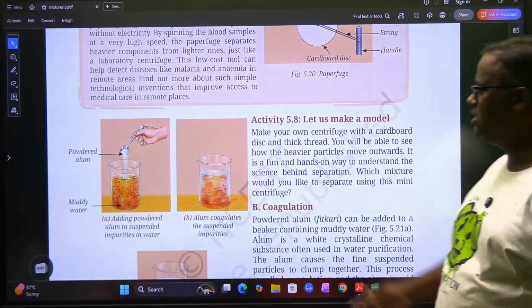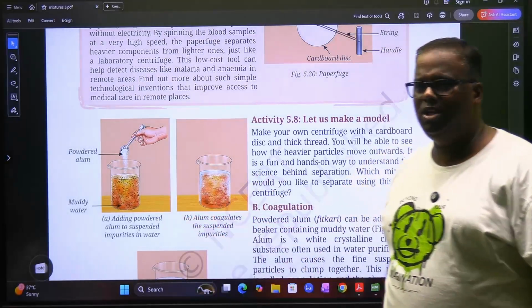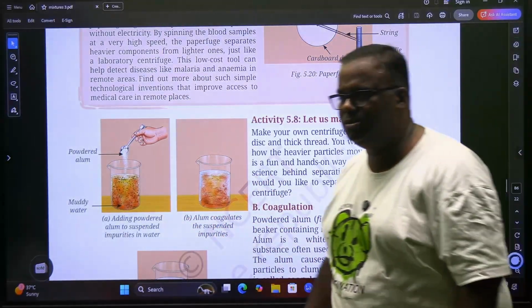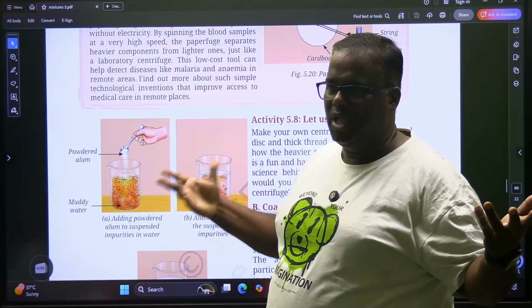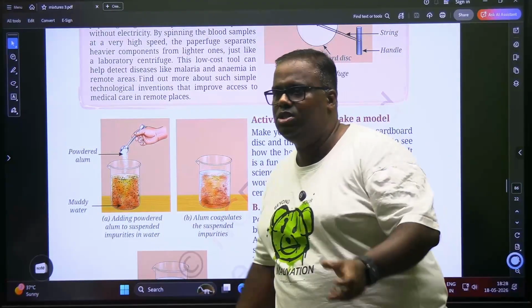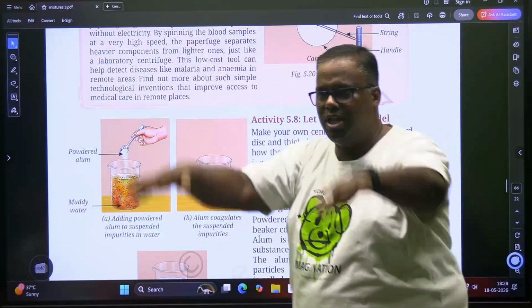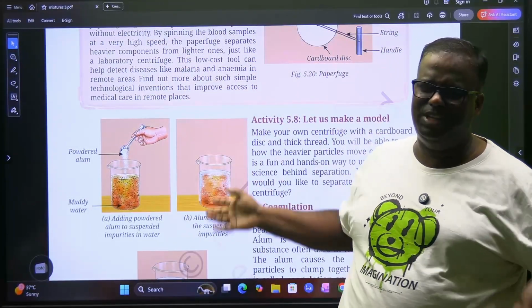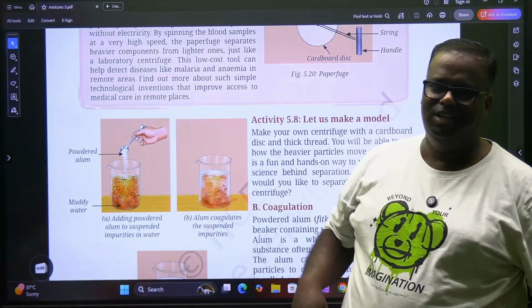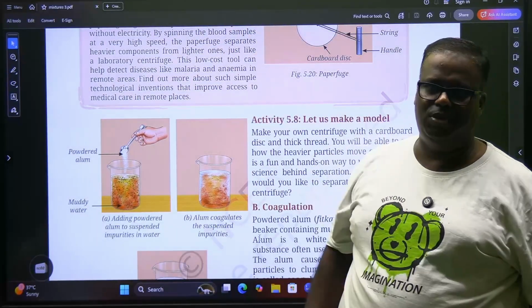Powdered alum. This is called coagulation. A coagulant is something which can go inside and take everybody with it. Alum is a superb compound. Put some alum into your flush tank, water flush tank. If water is not good, people write so many things on WhatsApp. Simple chemistry. Put some alum in your flush tank. It will bring all the impurities and keep them in one place.